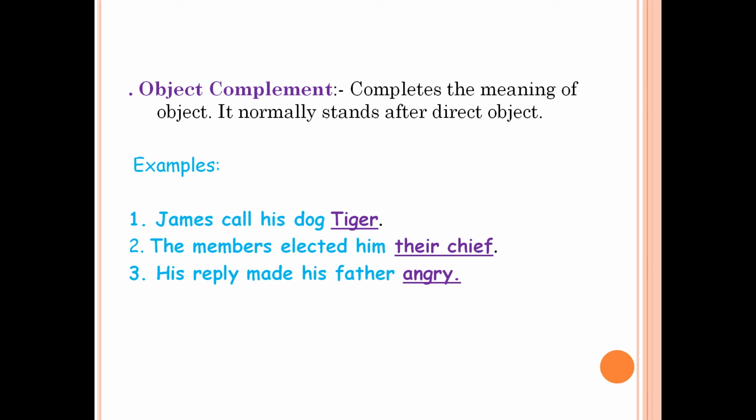Again, it sounds incomplete. Here we have a subject, a verb, and an object, but still it does not make complete sense. In this case, we need a word or phrase to complete the meaning of the object, and that's Tiger in the first sentence, and their president in the second sentence. Likewise, the subject complement, the object complement can be an adjective or an adjective phrase, noun or pronoun phrase.